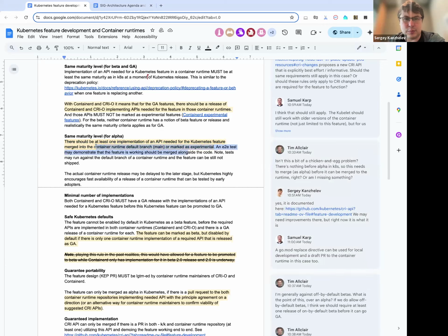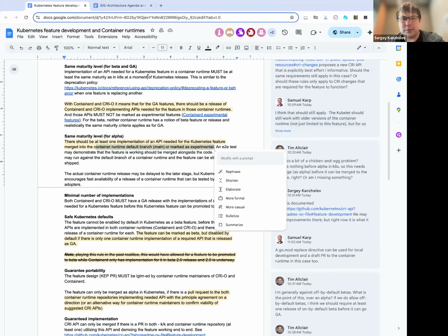So you're saying that this is not always possible. Maybe we can relax the language a little bit, but I really don't want to be in a situation where we implemented everything in alpha and theoretically it's all possible to implement in container runtimes, but when it comes to implementing it, there are so many problems.